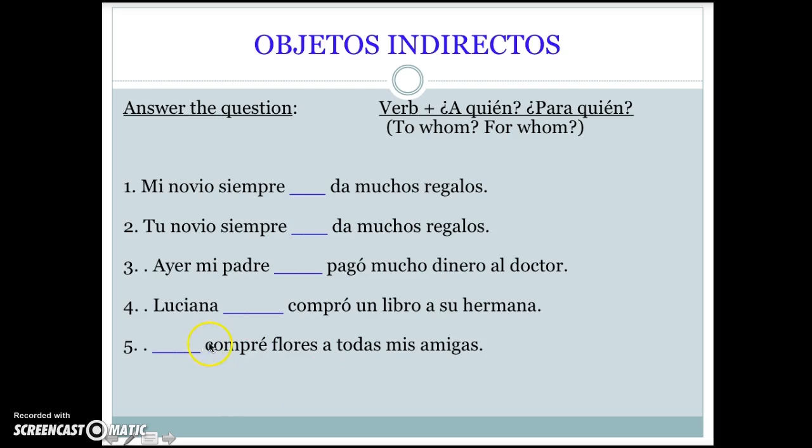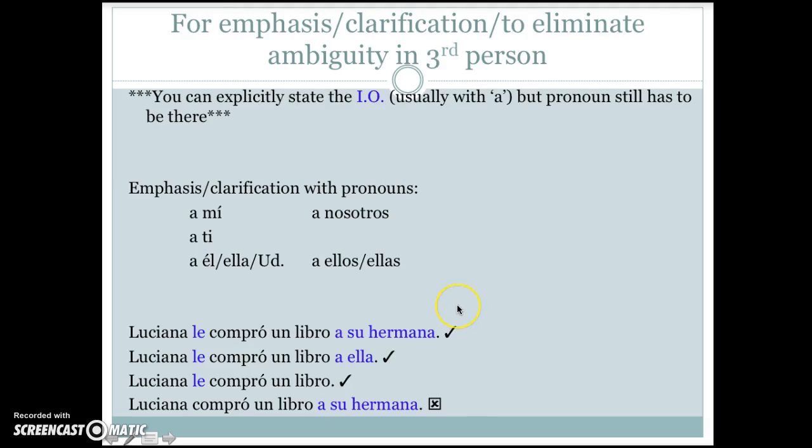So as you'll notice in these examples, if we translate them directly into English, it seems like this is redundant, right? I bought flowers for all my friends. Done. Except there is a rule in Spanish, it's different than English, where that redundancy is necessary. So here we'll see we have 4 examples. The last one is incorrect in Spanish, even though we can translate it directly and it sounds like Luciana bought a book for her sister. Sounds fine in English. In Español, no.